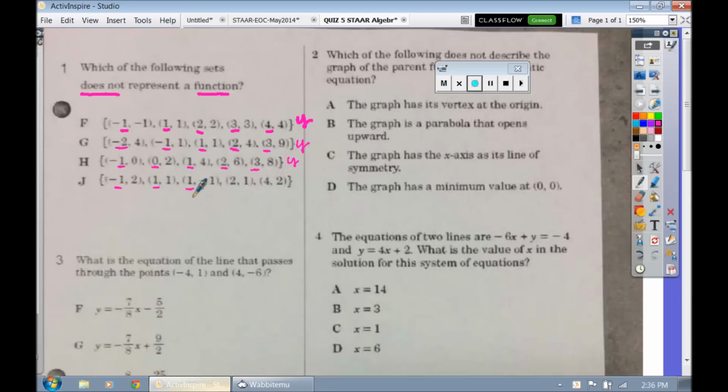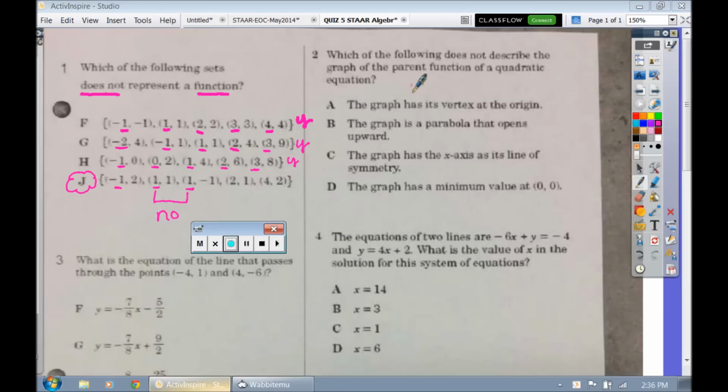-1, 1, 1. Look right there. Notice how we repeat that x value. So that is not a function. So J.